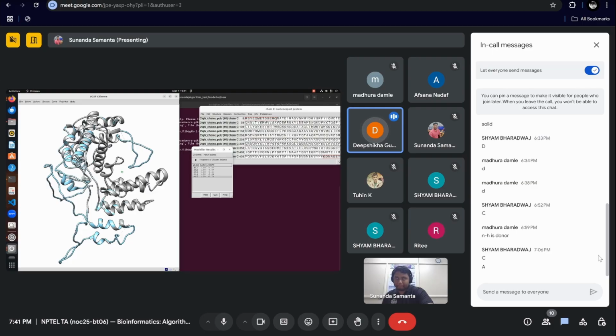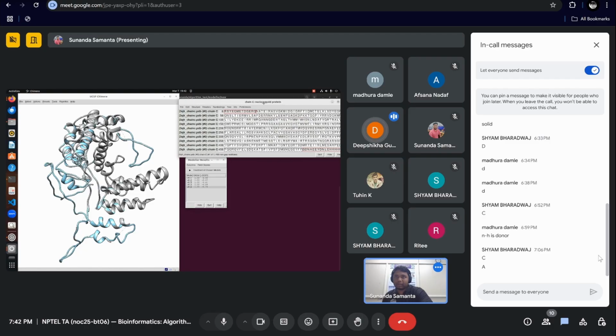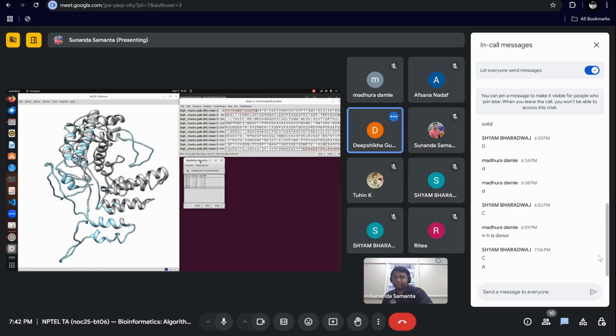Because of the flexibility of those atoms, they were not captured. Yeah, you can think of it that way. In the crystallization process itself, through X-ray crystallography, the proper coordinates could not be captured.